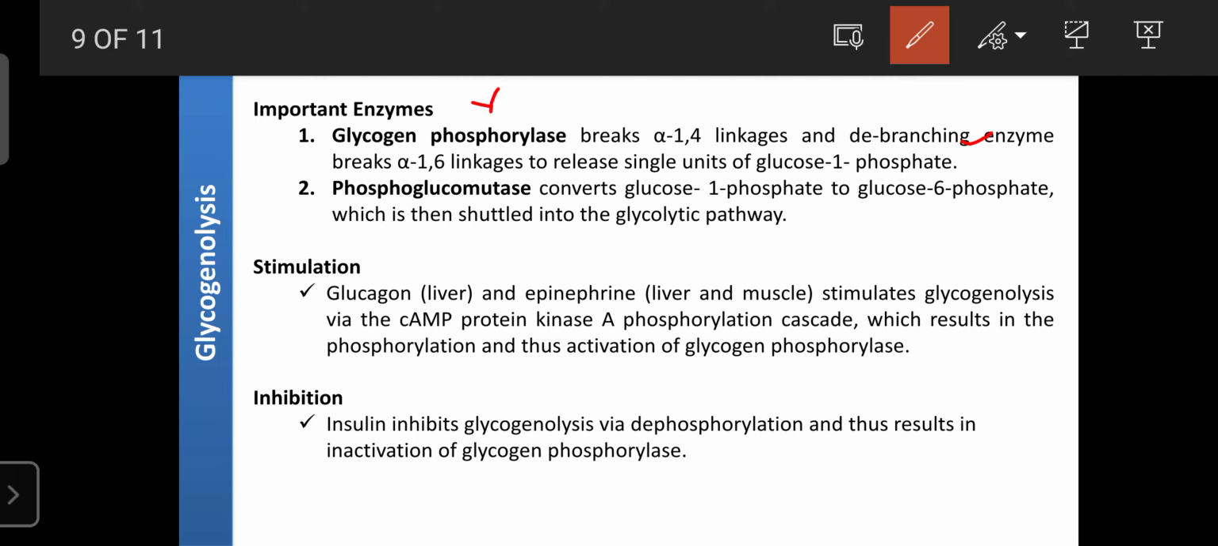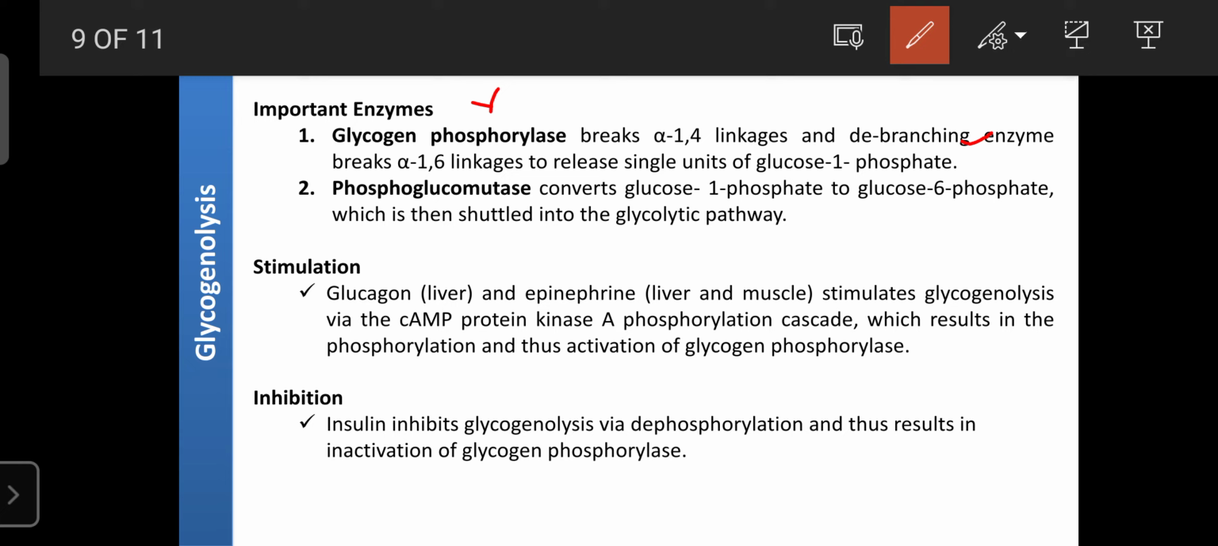Regarding the molecules or components that accelerate or stimulate glycogenolysis, the first is glucagon. Glucagon is released from the pancreatic gland and enters the liver, where it stimulates glycogenolysis. When the sugar level is low, glucagon is released, enters the liver and enhances glycogenolysis.